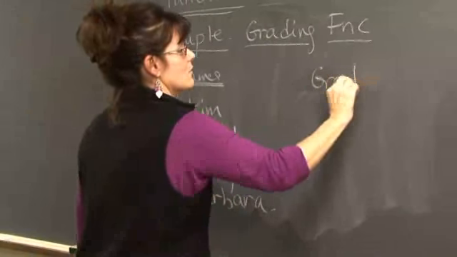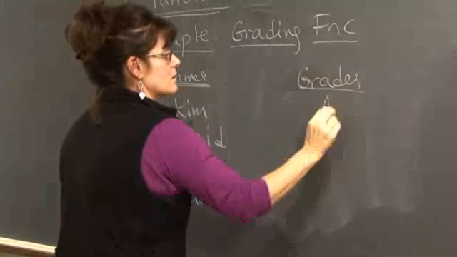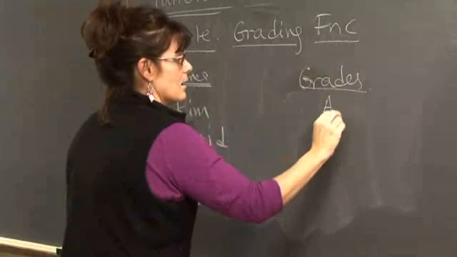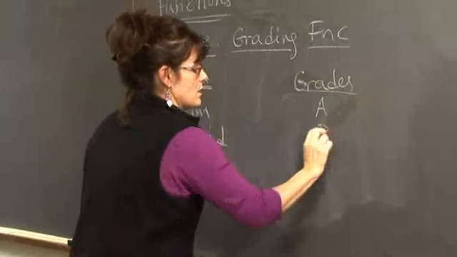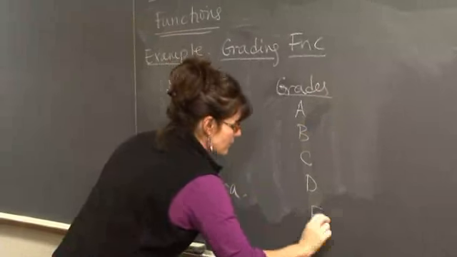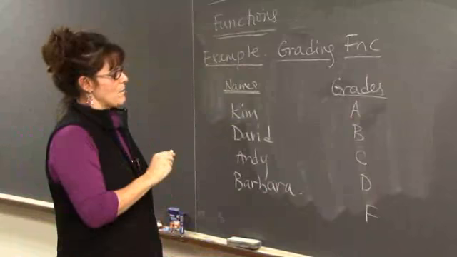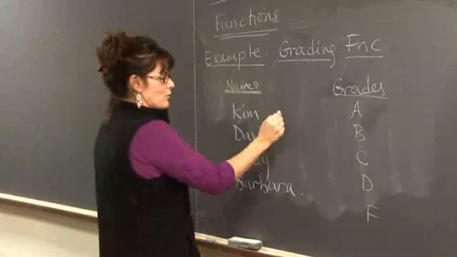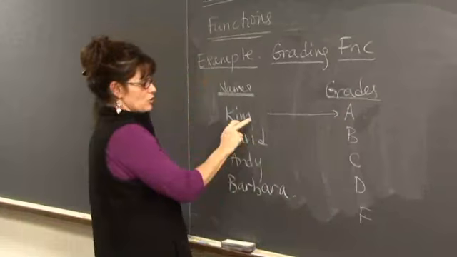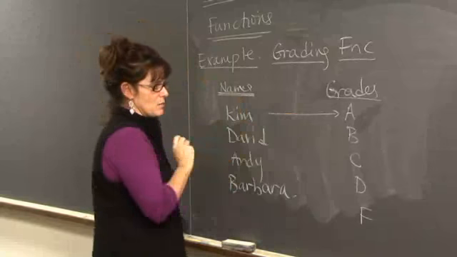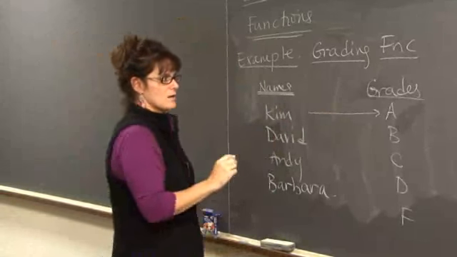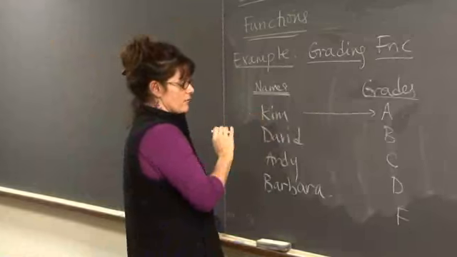And then we have some grades that we can assign. We can assign an A. We could assign a B, a C, a D, or an F. I'm going to skip the plus minuses for right now. So when I assign grades, I'm really just drawing an arrow from a name to a grade. This is going to be a really nice way to represent the grading function.